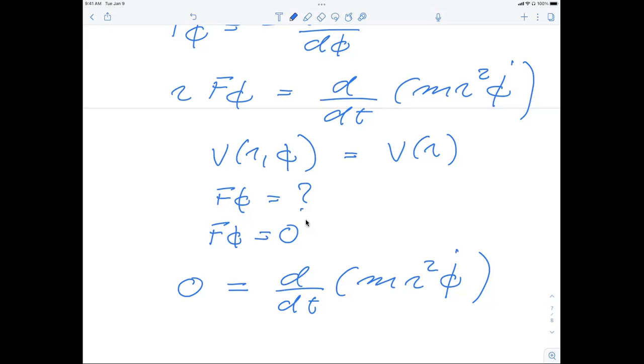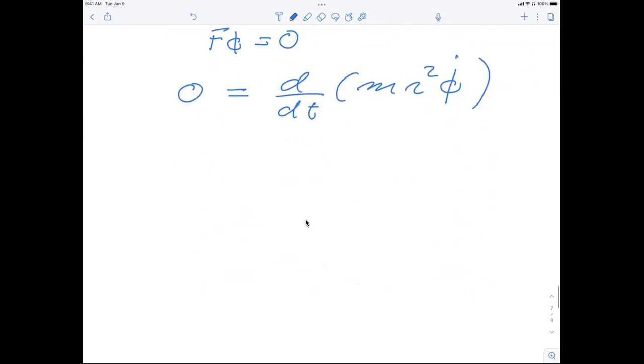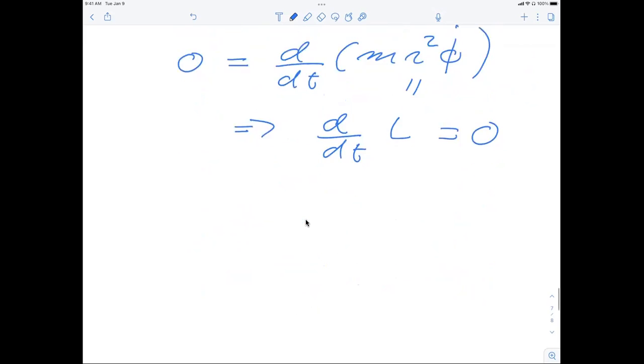So what we have seen here is that actually angular momentum is conserved. This is the same as saying that d/dt of L is equal to 0, because L is actually given by this quantity here. So angular momentum is conserved if we made these assumptions.